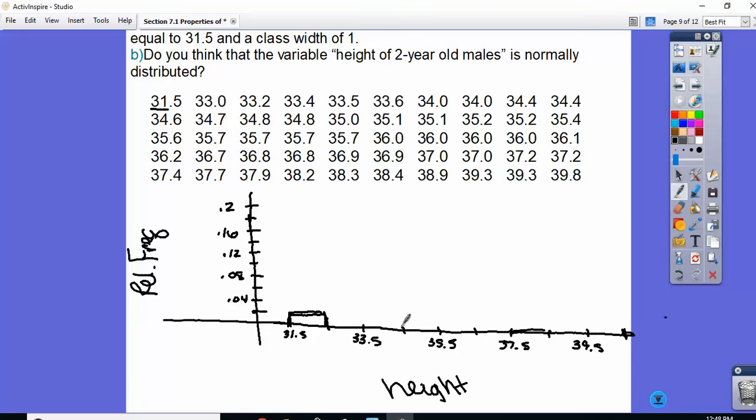Okay, being between 32.5 and 33.5, 4, so 4 out of 50, if I want the relative frequencies, will be 0.08. 33.5 and 34.5, we get 5. Do you guys all know how I'm getting my relative frequency? The number divided by 50, so that's just like your probability. So there is a 0.1, so 10% chance you fall in that group.